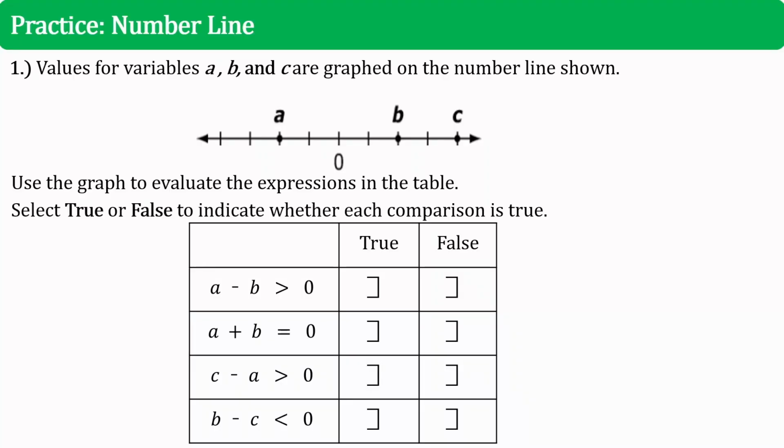Number one, the values for the variables of a, b, and c are graphed on the number line shown. You're going to select if it's true or false based on one of those equations. The first one, we have to look for the value of a itself.